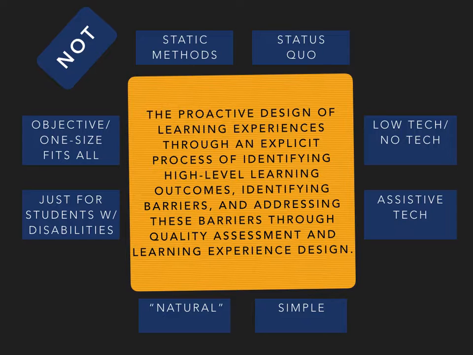So for example, if we're designing for a student with a disability and then fanning that out to everybody else, that's not UDL. That's accommodations and then expanding on accommodations. If it's some sort of a single method approach, this one size fits all sort of thing, it's not UDL. UDL is about a multiplicity or flexibility of approaches.